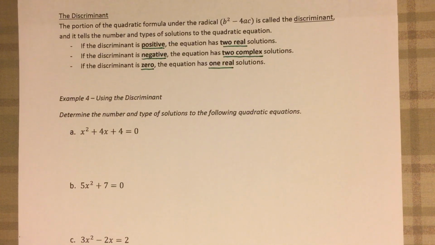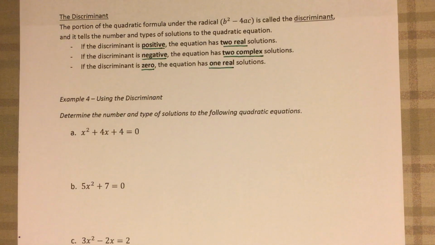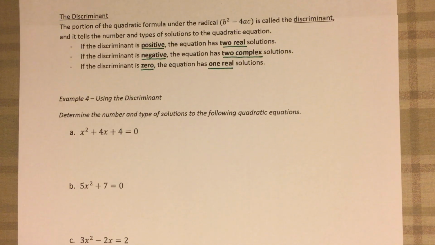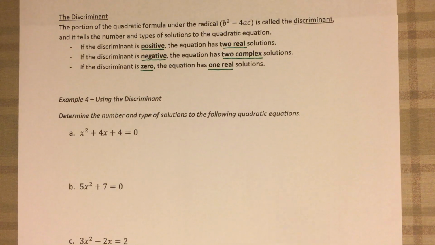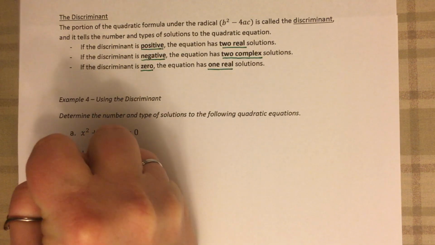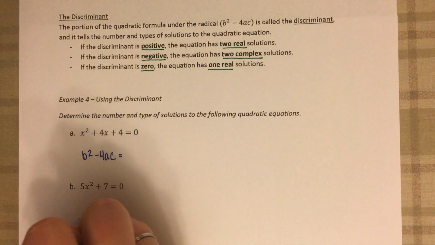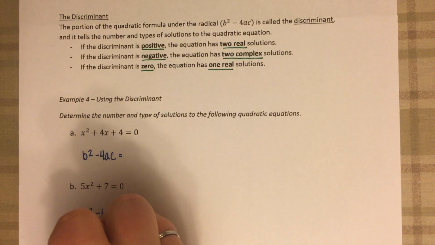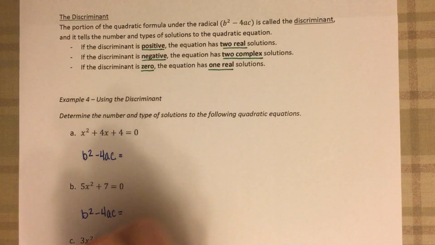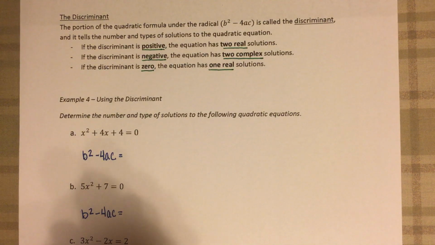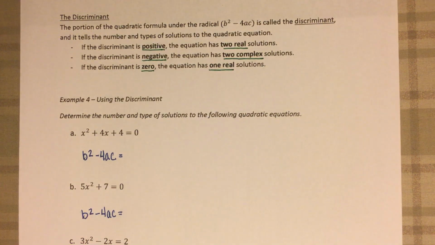All right, so in example 4, we're asked to use our discriminant to determine the number and type of solution to the following quadratic equations. So again, we're just looking at our b squared minus 4ac for all three of these examples. We're not using our entire formula. We're focusing on our b squared minus 4ac, which is inside our square root in our formula. All right, so we start plugging these in.